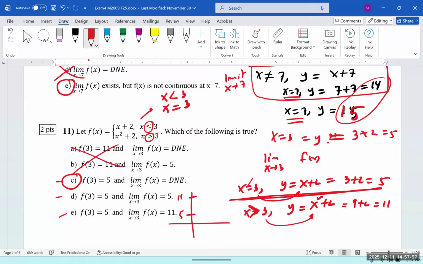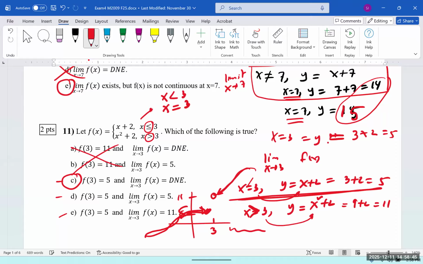Let's say this is 5 and this is 11 and let's say this is 3. This information is telling us for all the numbers x smaller than or equal to 3, your y value is 5. So you're coming somewhere here and your y value is 5. And the right information is telling you for all the numbers bigger than 3 for x, your y value is coming to 11. So the y value is coming toward 11 from the right side, and the y value is coming to 5 from the left side.